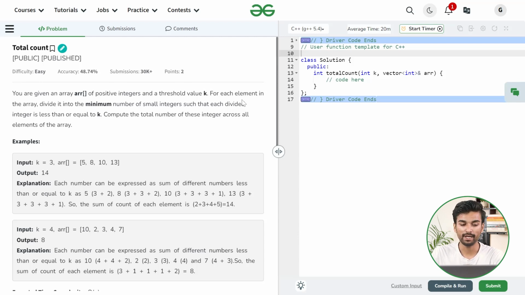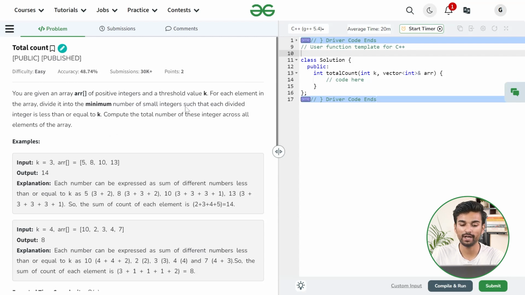For each element in the array, divide it into the minimum number of small integers such that each divided integer is less than or equal to k. So for each element, I can divide that particular element into some small integers, and each integer should be less than or equal to k.